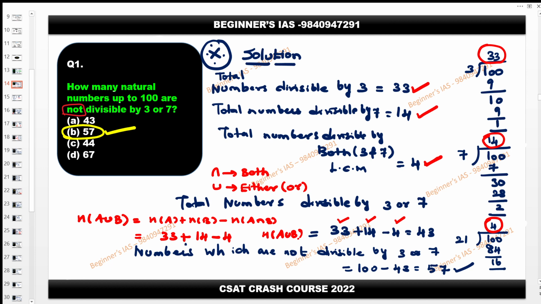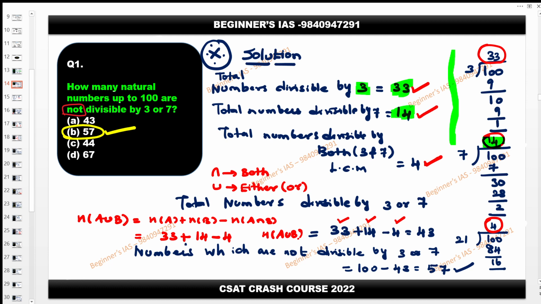First of all, we need to find the numbers which are divisible by 3, since it is given 3 or 7. How to do that? Listen carefully, these are the simple steps. Divide 100 by 3 and take the quotient. So 33 is the quotient. Don't take the decimal. So 33 numbers are there. Now the numbers divisible by 7: divide 100 by 7, take the quotient alone. Therefore 14 numbers are there.